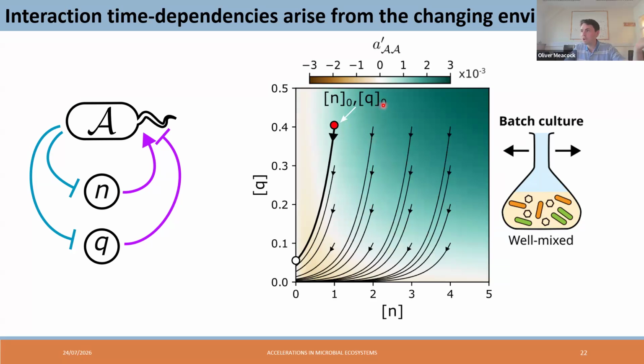And just to say, we can have lots of different starting environmental states, and we're going to have lots of trajectories in this. So this would be, in this case, 16 different batch culture experiments where we've started each one at a different position in this environment space. And then we're going to see how the dynamics change the interaction value.